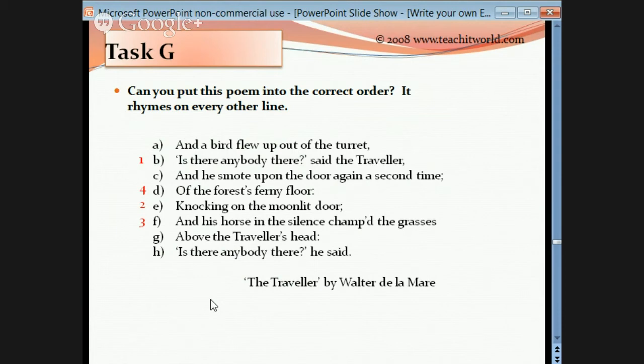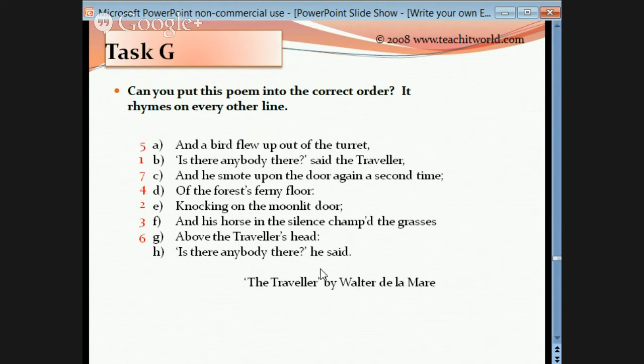And he smote upon the door again a second time. Okay. All right. Wrong again. Well, you know, not necessarily, because I would have chosen that one too. I'm going by this key. So, and his horse in the silence champed the grasses of the forest ferny floor. And a bird flew up out of the turret above the traveler's head. Okay. And he smote upon the door again a second time.